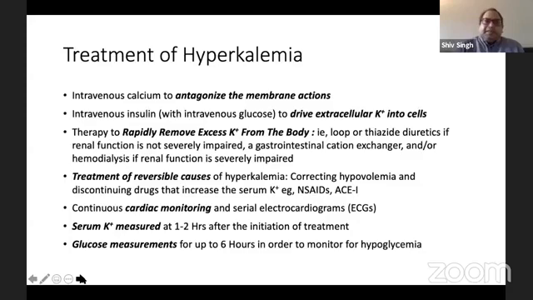And it's important that these patients are continuously monitored. Hence, these patients should be shifted to a critical care unit. Serum potassium is monitored at 1 to 2 hours after initiation of treatment. And because you might be using glucose insulin, you need to monitor the glucose as well during the treatment phase.